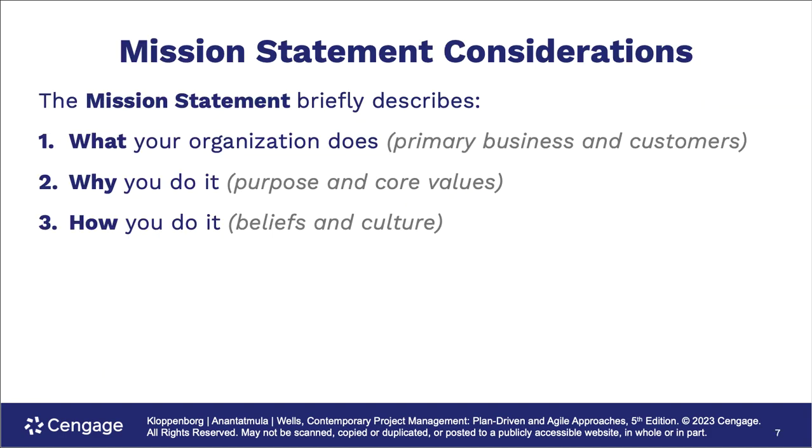What, why, and how. So what do you do? That's a pretty easy one. More importantly though, what market are you in? Automobile manufacturers make cars, but really the benefit that they provide is transportation, moving things from point A to point B. That's a better description of what an organization does.